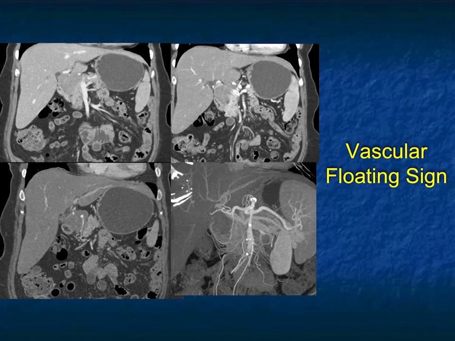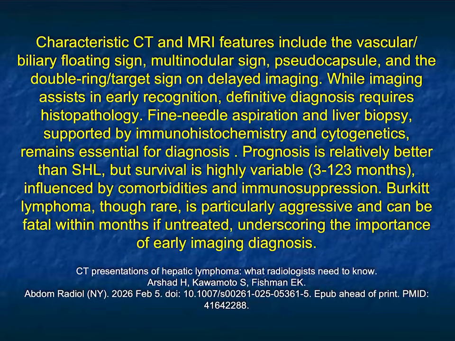But you can imagine, particularly on the images in the bottom row, that that's a mass coming off the pancreas, with this vessel encasement. But the correct answer is going to be a vascular floating sign and lymphoma.